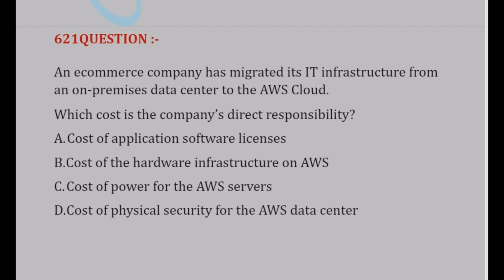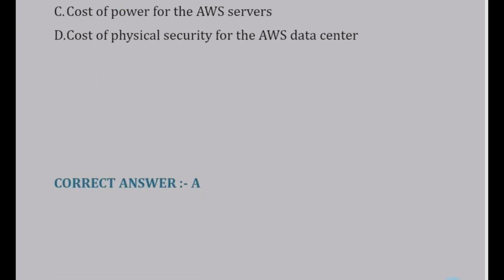Question is, an e-commerce company has migrated its IT infrastructure from an on-premises data center to the AWS cloud. Which cost is the company's direct responsibility? Option A. Cost of application software licenses. Option B. Cost of the hardware infrastructure on AWS. Option C. Cost of power for the AWS servers. Option D. Cost of physical security for the AWS data center. Correct answer is option A.